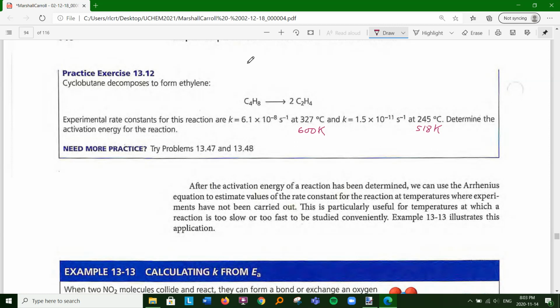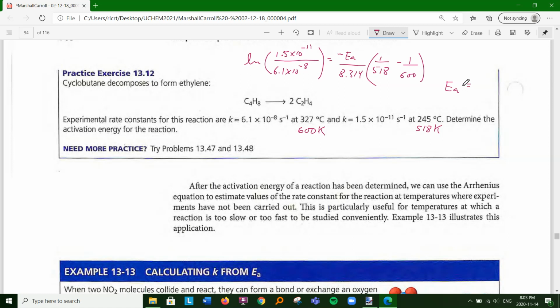Okay, so we want to get the activation energy. So the natural log of K2, which is 1.5 by 10 to the minus 11, this is first order, I know that because the units are seconds to the minus 1, over K1, which is 6.1 by 10 to the minus 8, is minus EA over R, 8.314, times 1 over T2, 1 over 518, minus 1 over 600. So I want to solve for EA. So 1.5 by 10 to the minus 11 divided by 6.1 by 10 to the minus 8, take the natural log of that, then times 8.314 negative, divided by 1 over 518 minus 1 over 600.